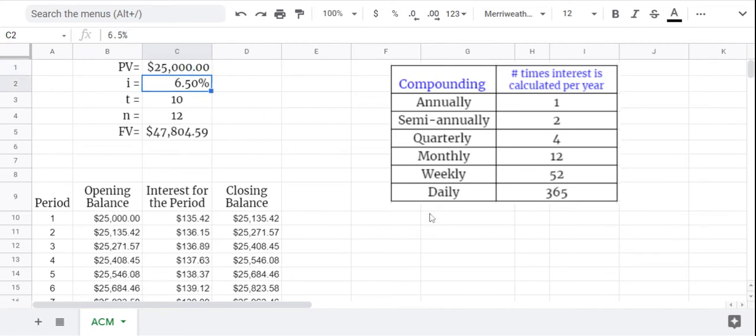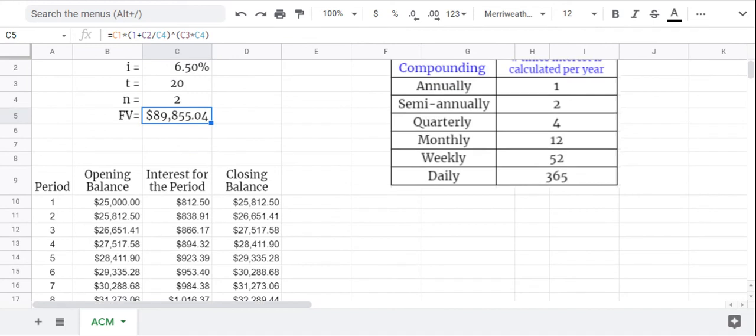$25,000 at 6.5. Look how everything changes instantly. Let's say that we invest these for 20 years and it compounds semi-annually. That means twice per year. So right away, I have my future value. I have the balance at the end of every period.